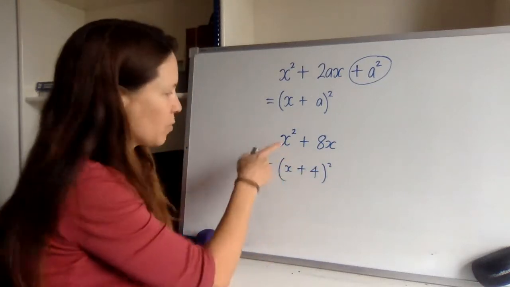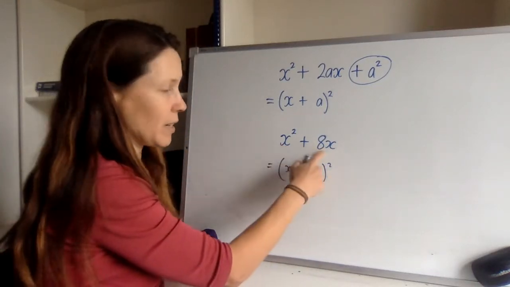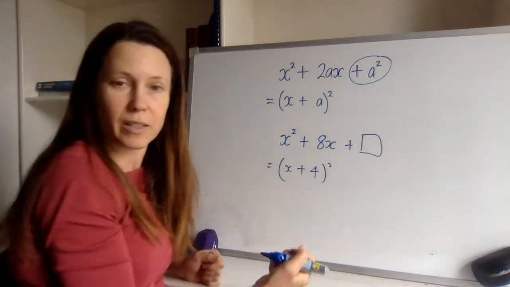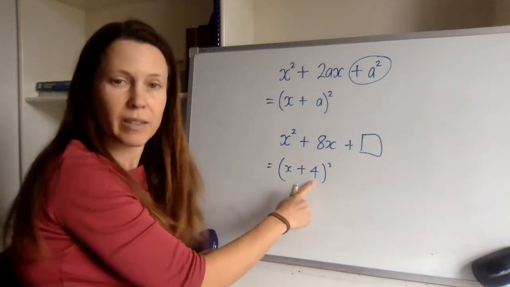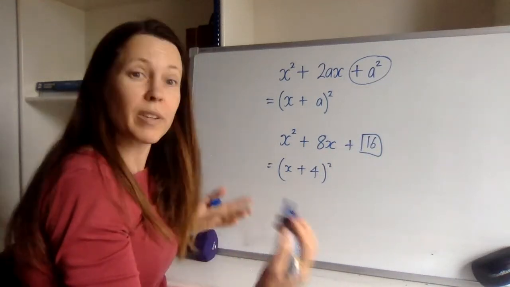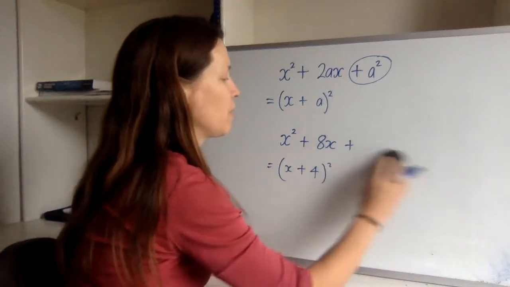So for this expression here that has an x squared and an 8x in it, to be a perfect square, the thing that we need to come along at the end would be this last thing squared. We need a 16. Okay. Now, what if it isn't a 16? What can we do about it?